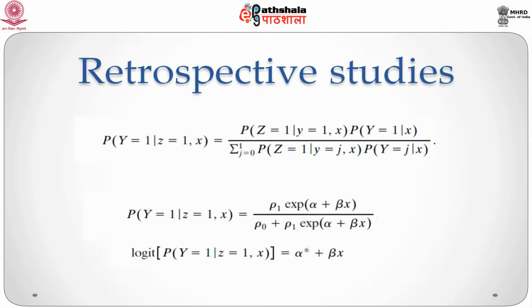Now, thus far we have been considering only prospective studies. So, a prospective study essentially denotes that we have been assuming the explanatory variable x to be fixed and the response variable y to be random, and assume that sampling is from the distribution of y given x.